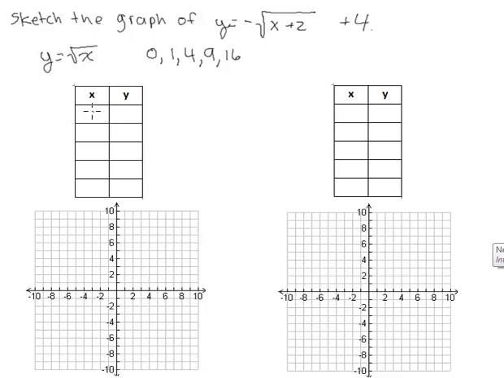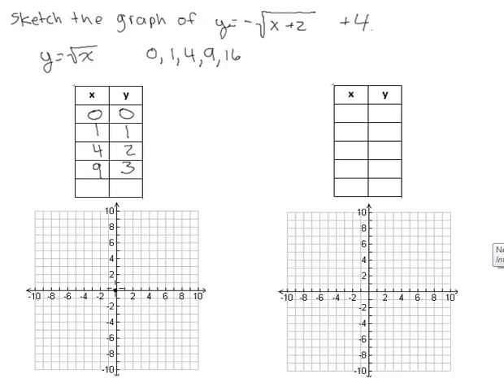I'm probably not going to get up to 16 because my graph only goes to 10. So in my x column, I'm going to put these numbers because those are numbers that are easy to take the square root of. So 0, 1, 4, and 9. In my y column, I'll put the square roots of those numbers. Square root of 0 is 0, square root of 1 is 1, square root of 4 is 2, square root of 9 is 3. So again, I chose these numbers because they're perfect squares.